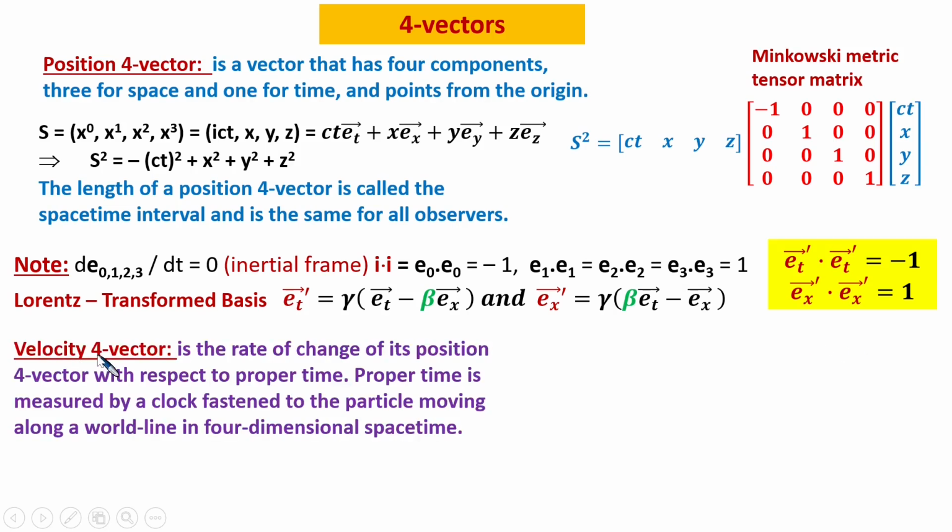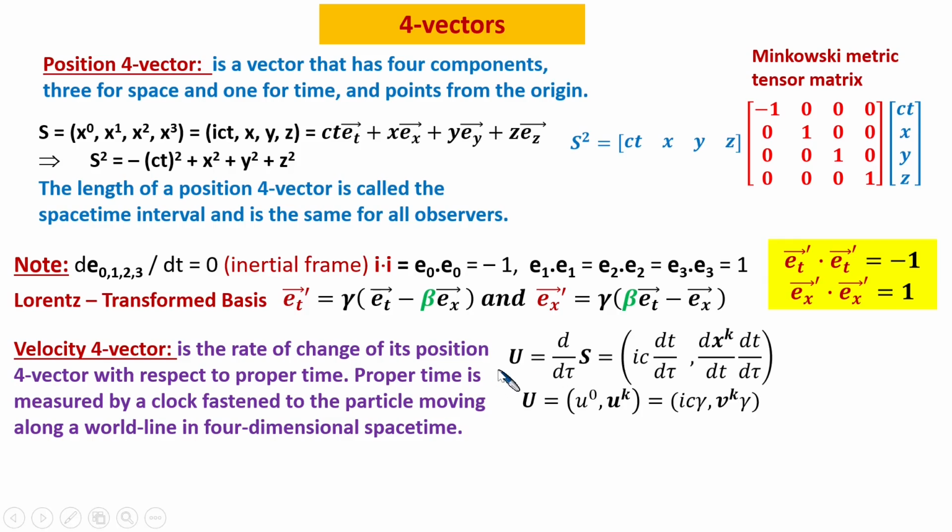Now we will introduce the velocity 4 vector. The velocity 4 vector is the rate of change of the position 4 vector with respect to proper time, and proper time is measured by a clock fastened to the particle moving along the world line in 4-dimensional space-time. So proper time is the time of a clock which moves along with the frame, which means that clock is at rest in the frame. So this velocity 4 vector will be ds.